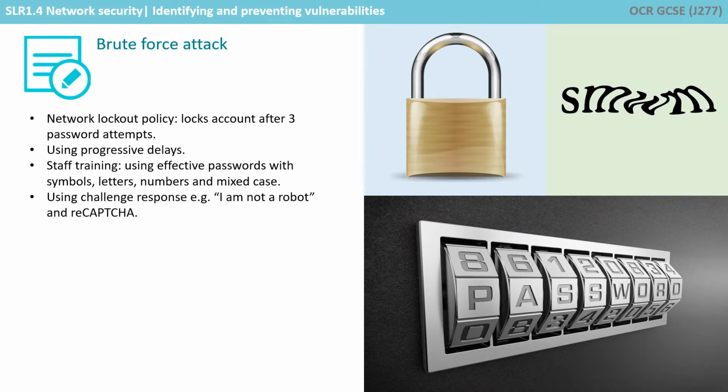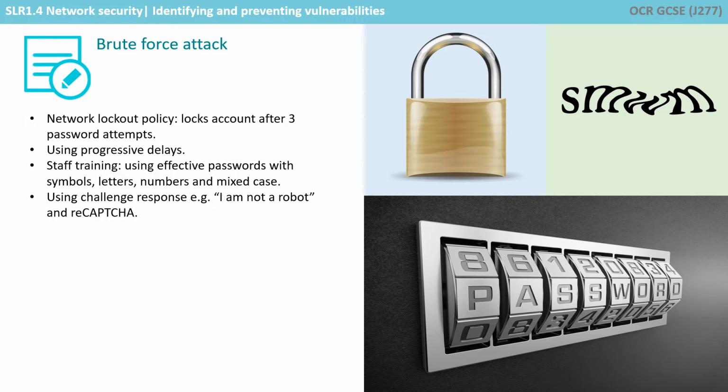To protect against a brute force attack, having a lockout policy can be a good idea. Say for example, if someone tries their password 3 times and they're unsuccessful, then it locks the account and can only be unlocked by a system administrator. You could use a progressive delay, where you get the password wrong, you then have to wait a certain amount of time before you can retry it. So perhaps if you made 3 unsuccessful attempts, it could lock you out for an hour.